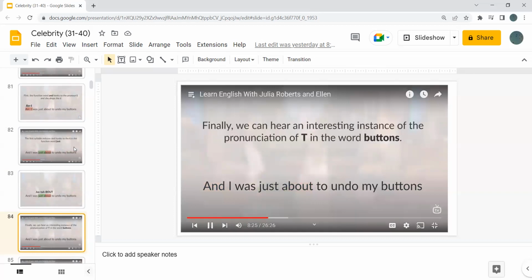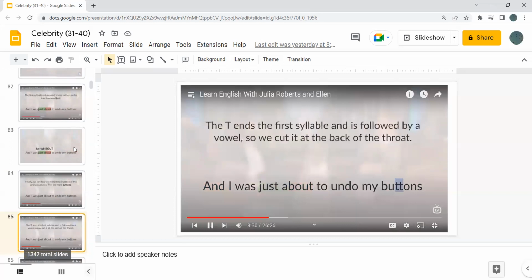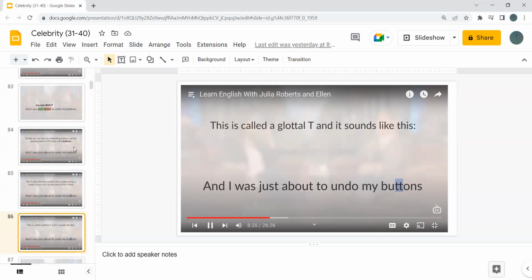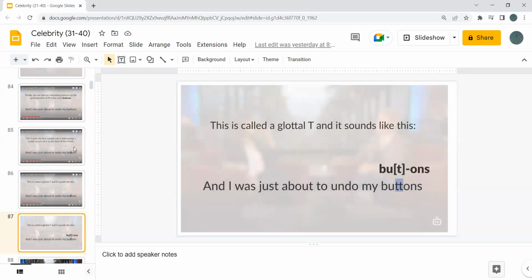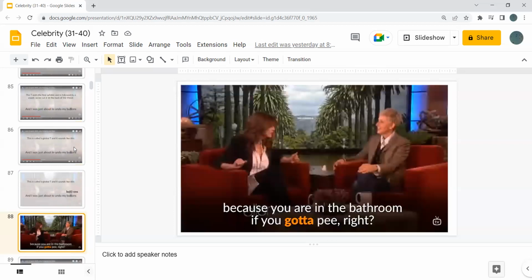Finally, we can hear an interesting instance of the pronunciation of T in the word buttons. The T ends in the first syllable and is followed by a vowel, so we cut it at the back of the throat. This is called a glottal T and it sounds like this. Buttons. This is buttons.